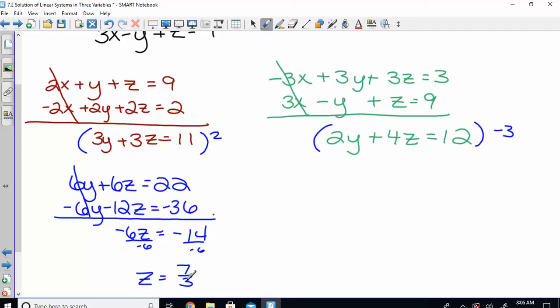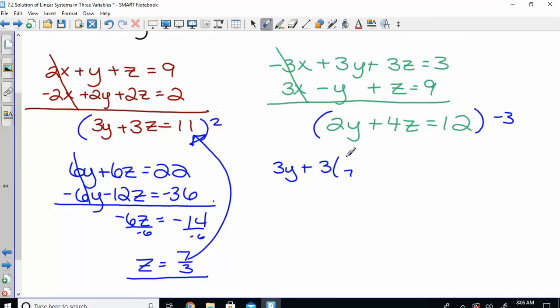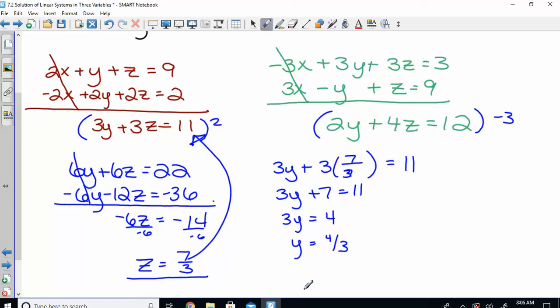Okay, once I have my z, we have to find the other variables. So we start plugging it back in. So if I plug my z into this one, then we have 3y plus 3 times z, which was 7/3, equals 11. And I get my y to be 4/3.